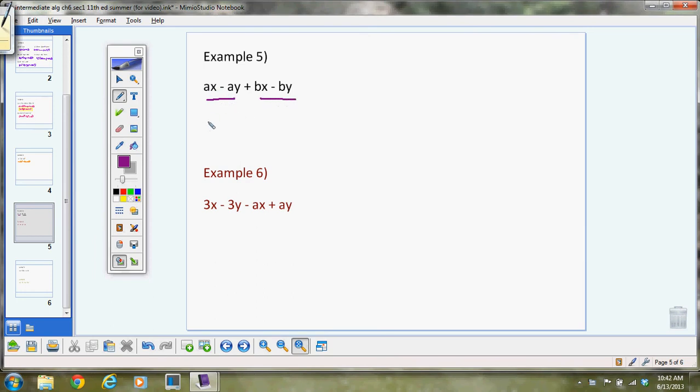I can take an A out of the first 2. So I take an A out in the front, and then I'm left with x minus y. Now let's look at the second 2. I can take out a b. Now if I take out a positive b, in parentheses, here I'm left with an x. I bring down that minus, and here I'm left with a y. Now, the interesting thing is, these match. If you'll notice, here I have x minus y, and there I have x minus y.